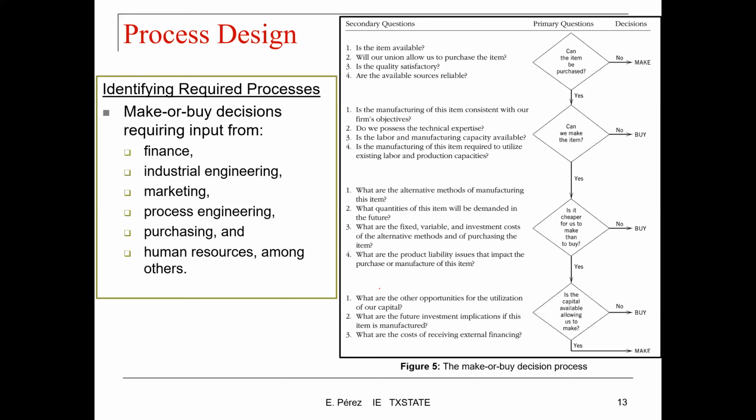So we have four questions. Is that item available? Will our union allow us to purchase the item? Is the quality satisfactory? Are the available sources reliable? If you answer no, then it's better for you to make. If you answer yes, then you can move to the next set of questions. Can we make the item? Is the manufacturing of the item consistent with our firm's objectives? No, then we buy.